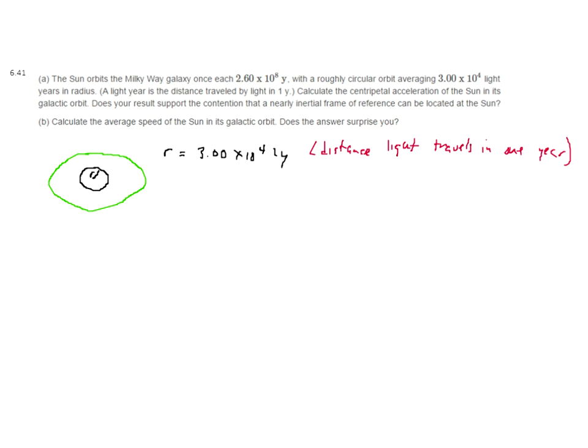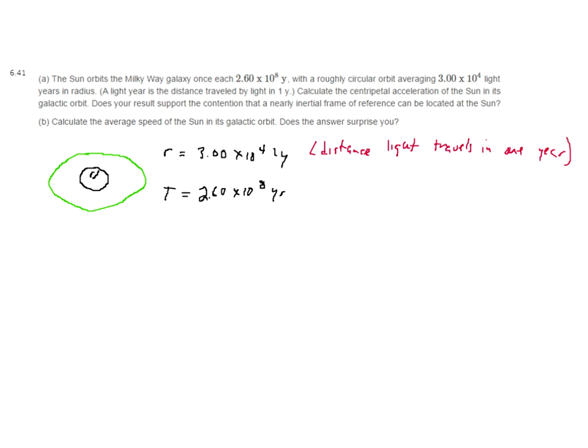And its period, let's go back to the color black again. 2.60 times 10 to the 8th years.